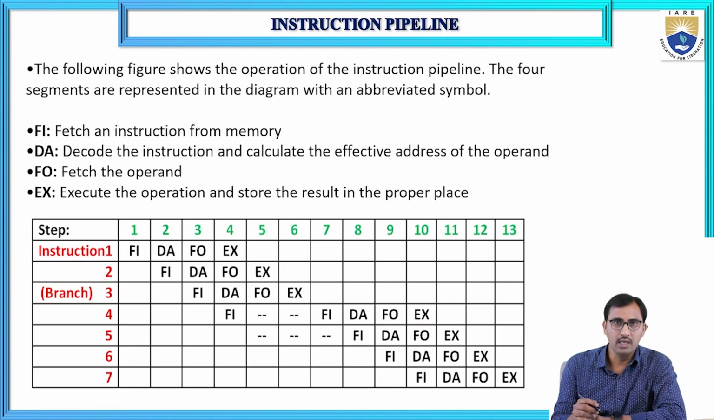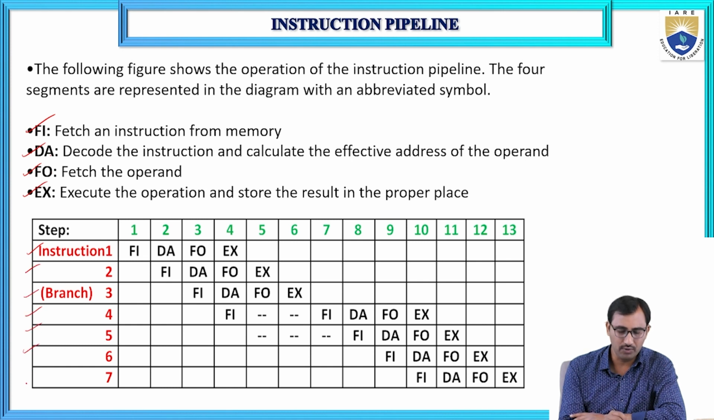Here you can see the entire 6 operations we are dividing into 4 segments. First one is fetching the instruction, that is represented with FI. Second one, decoding the instruction, DA. Third one is fetching the operand. And last one is executing the instruction. So these are the 4 segments: FI, DA, FO, EX. So let's see. These are the instructions of the program.